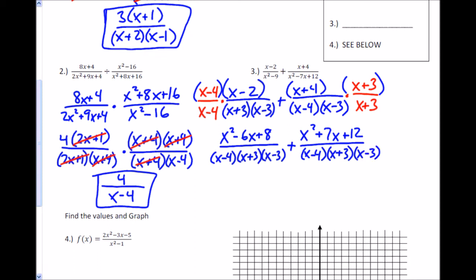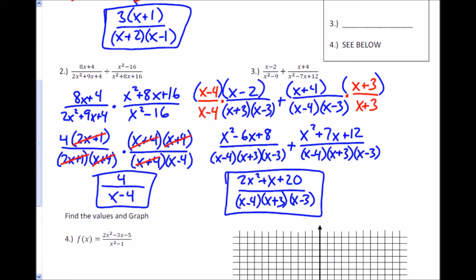And now this is addition, so I combine like terms. I add up the numerator. That's going to be a 2x squared plus x plus 20 all over an x minus 4, x plus 3, x minus 3. Okay? And the last thing I do is I check to see if this numerator is going to factor to see if I can reduce anything, but it doesn't look like it's going to. So that's it.